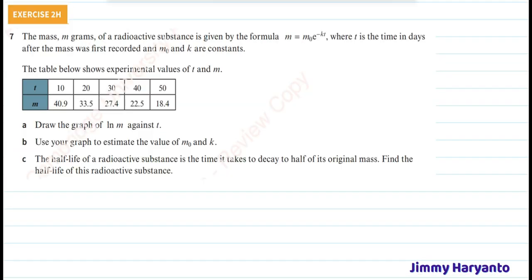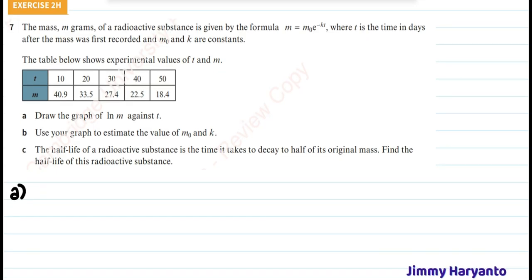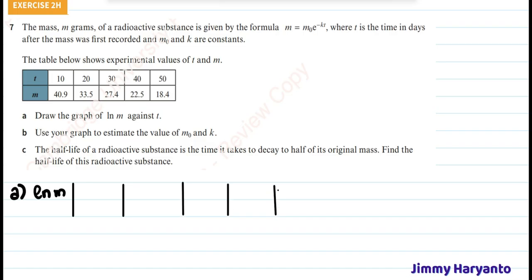There you go. Okay, next is question 7. For question 7, you have to draw the graph of ln m against t. Be careful with this one because the table shows you m, not ln m. So you have to add ln m to the table first. That means you have to calculate ln 40.9, ln 33.5, ln 27.4, ln 22.5, and also ln 18.4.